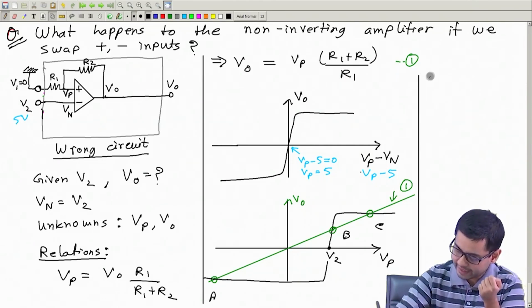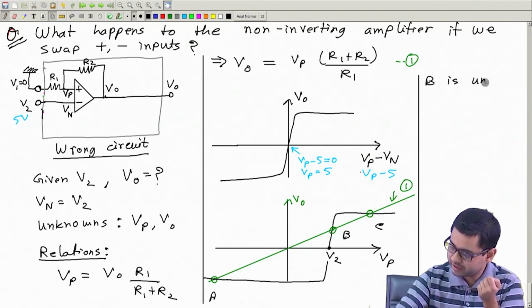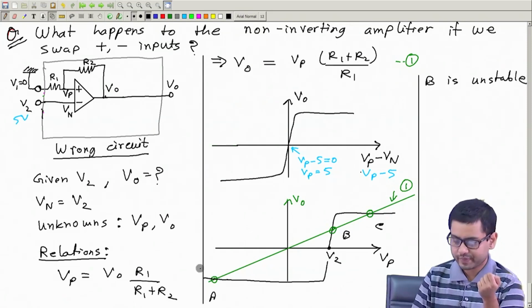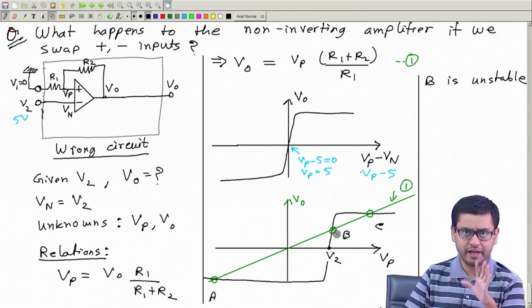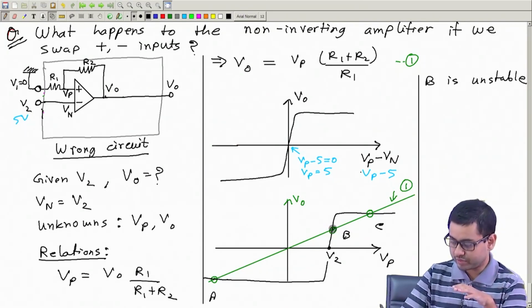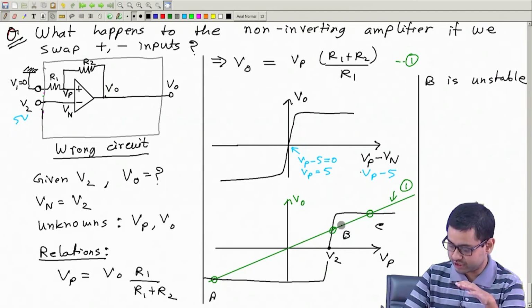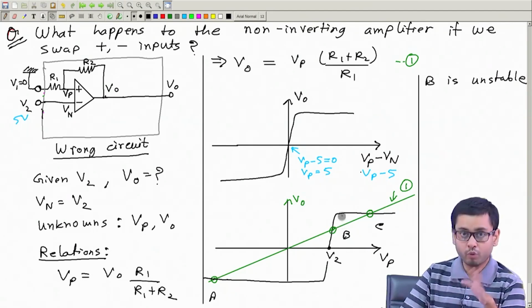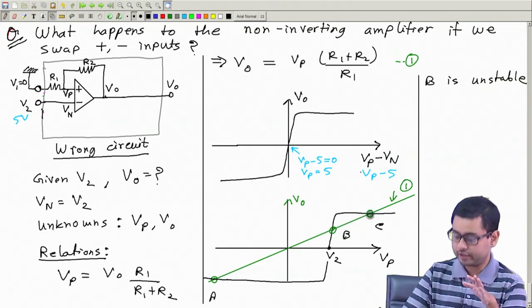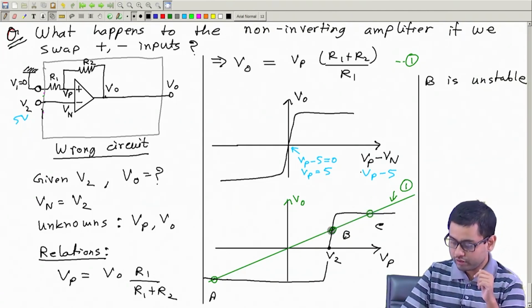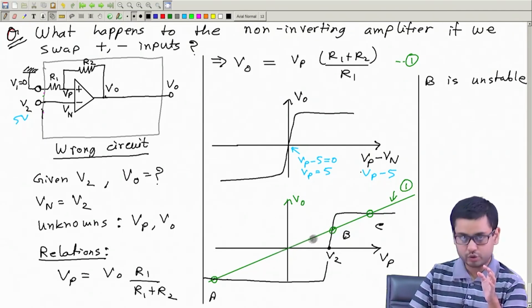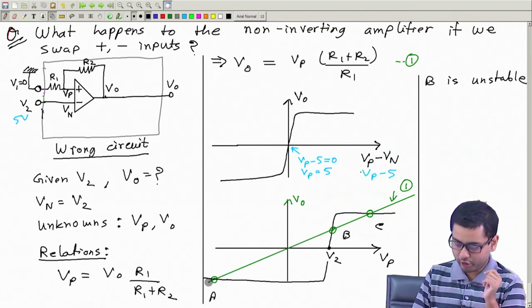I can justify that B is unstable. You do the analysis on your own, I request you. If you start from this point and move a bit, then at this point the op amp would like to have more output, so it will go further towards the right and land here. Similarly, if we go a bit towards the left with a decrease of VO, then the op amp will try to reduce its output further, so we will move further down, towards the left, and come here. So point B is unstable.